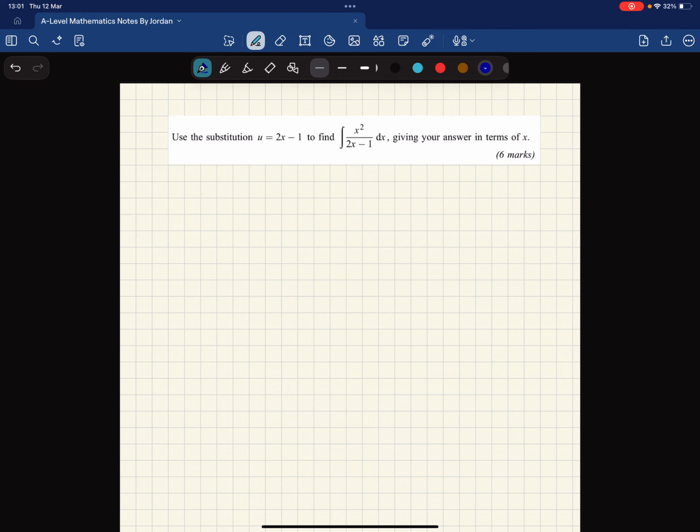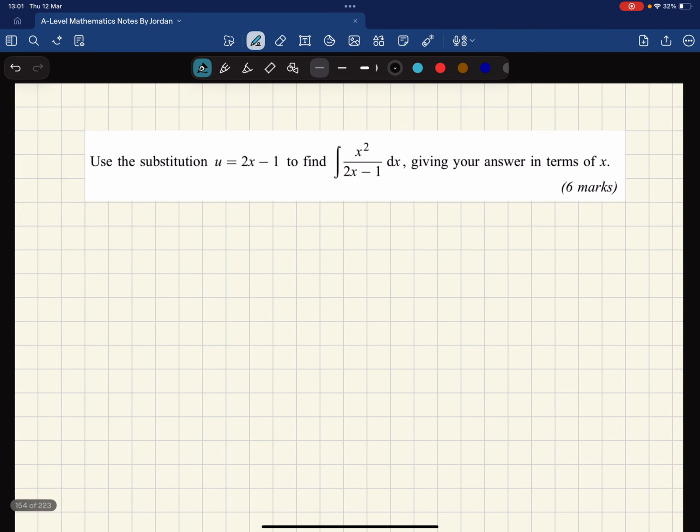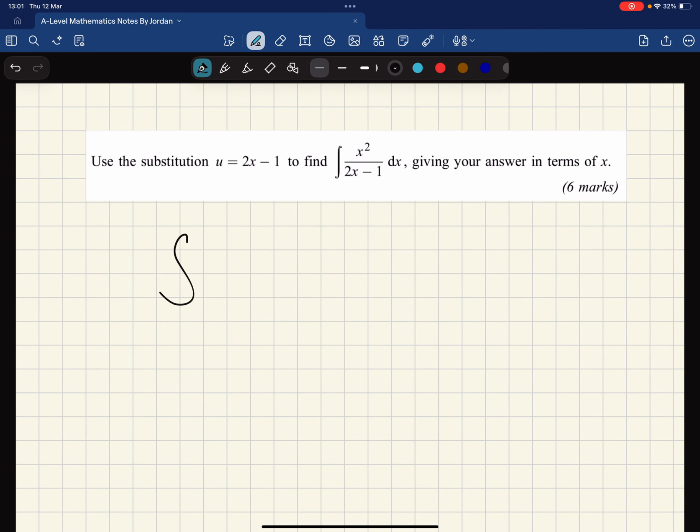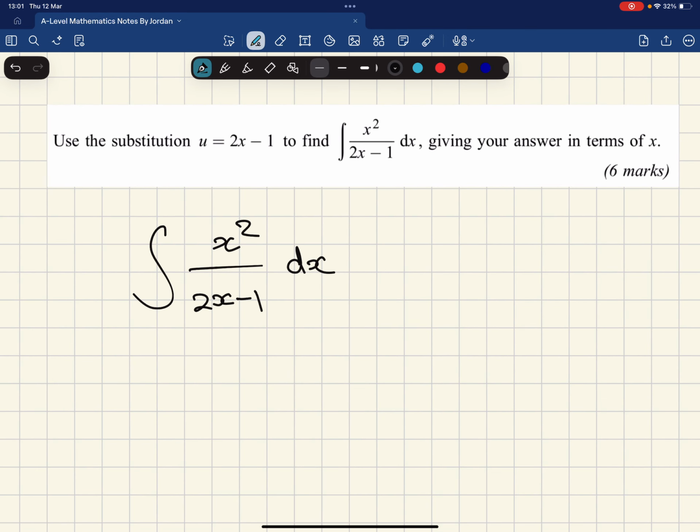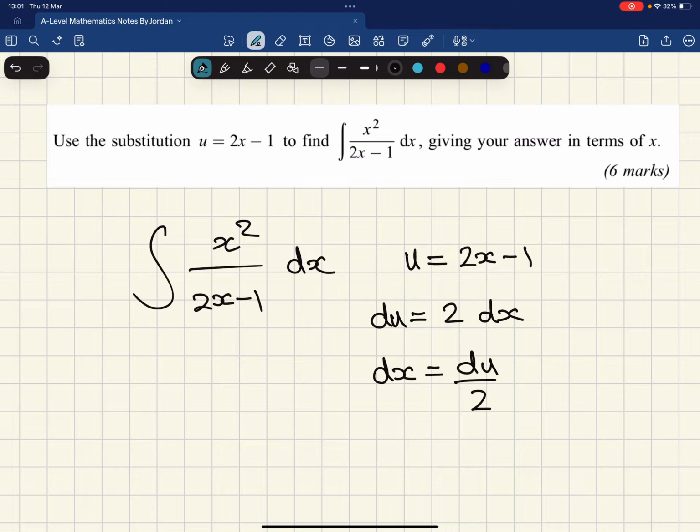Okay, so here we're getting a bit harder. 6-mark question. Let's see if there's any differences. Integration of x squared over 2x minus 1 with respect to x. This time our substitution u is 2x minus 1. So again, let's differentiate. There we go. And then rearrange for dx. So that's given us a nice substitution for that part.